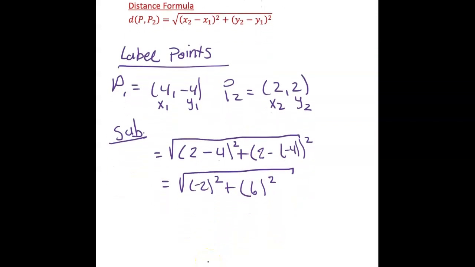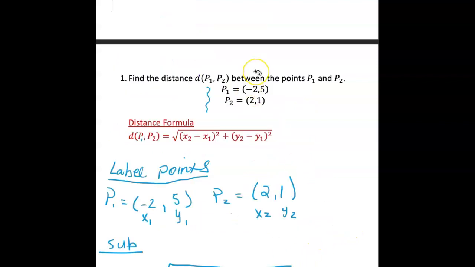So I'm going to have 4 plus, what is that, 36? Yep. Add that, gives you 40. Simplify that, gives you, what is it, 2 root 10. Is it 2 root 10? I think so. But let's see why it is 2 root 10.